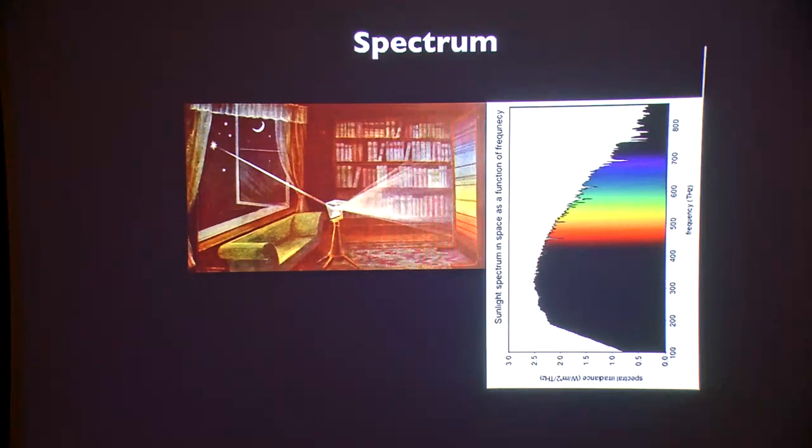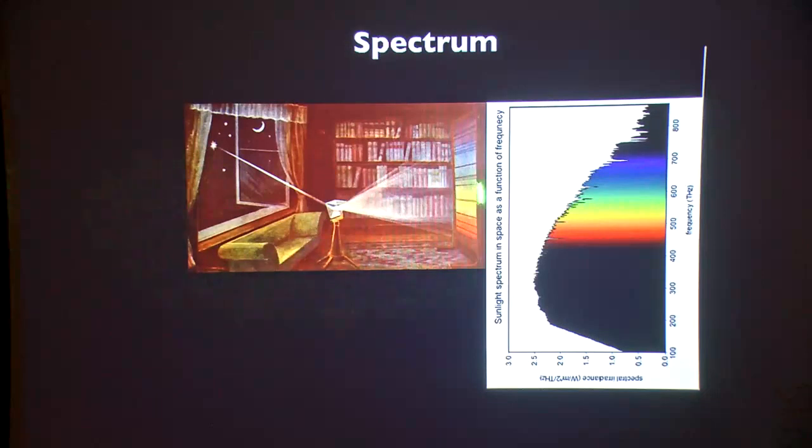Something else, if we're trying to learn about whether the universe is expanding or contracting, is that we somehow have to understand how we would measure the velocities of these objects. So are they moving toward us? Are they moving away from us? And this is done usually by measuring the spectrum of these objects.